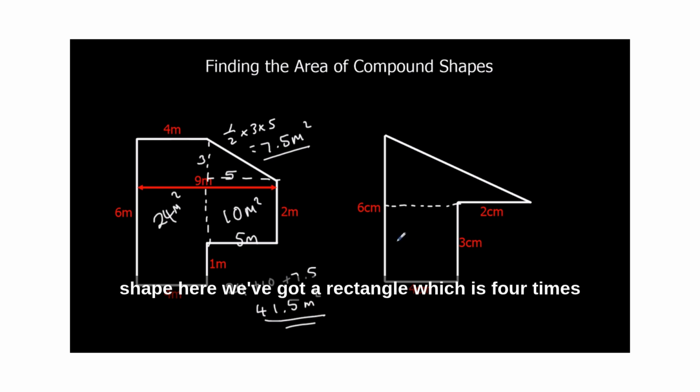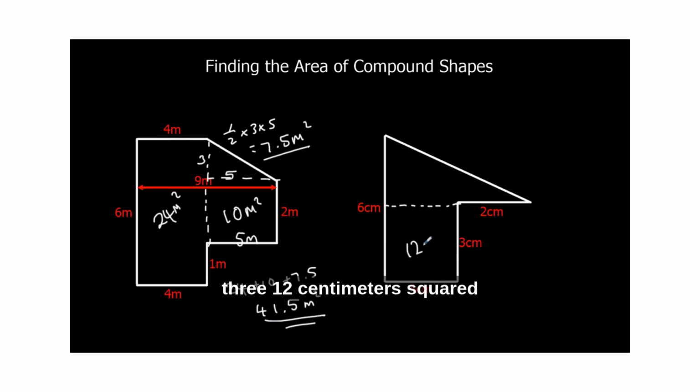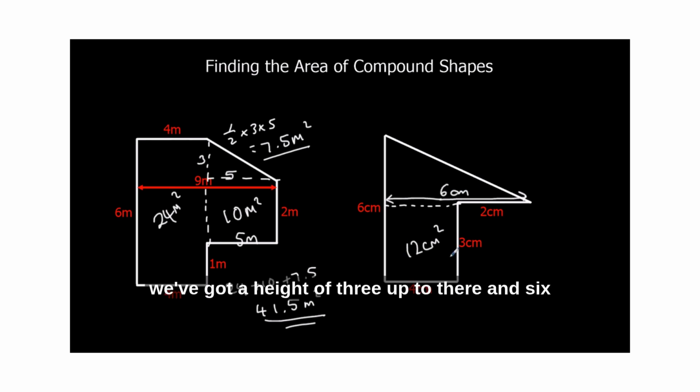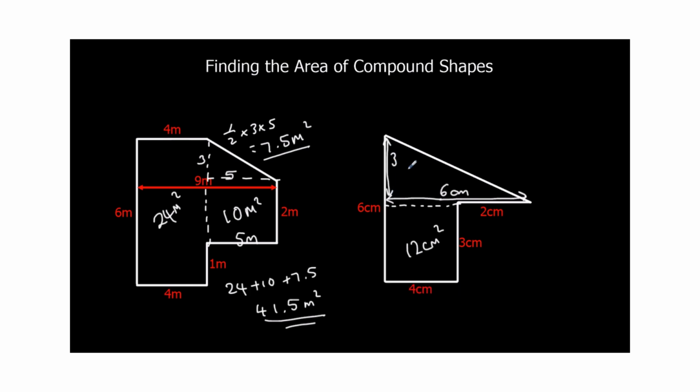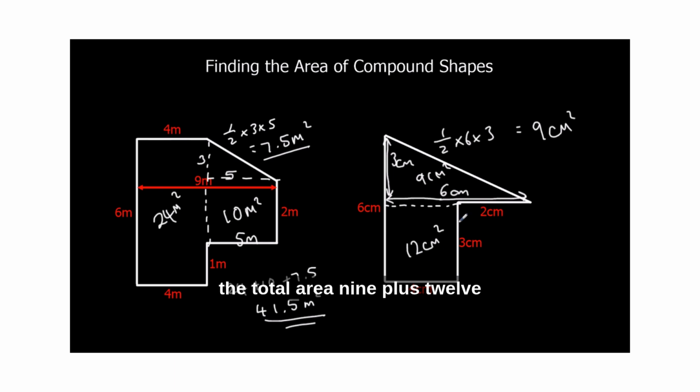This shape here, we've got a rectangle, which is 4 times 3, 12 centimeters squared, and we've got a total base here all the way along of 2 plus 4, which is 6, and we've got a height of 3 up to there and 6 the whole way, so another 3. Half the base times the height. Half times 6 is 3. 3 3s are 9, so it's 9 centimeters squared. So the total area, 9 plus 12, 21 centimeters squared.